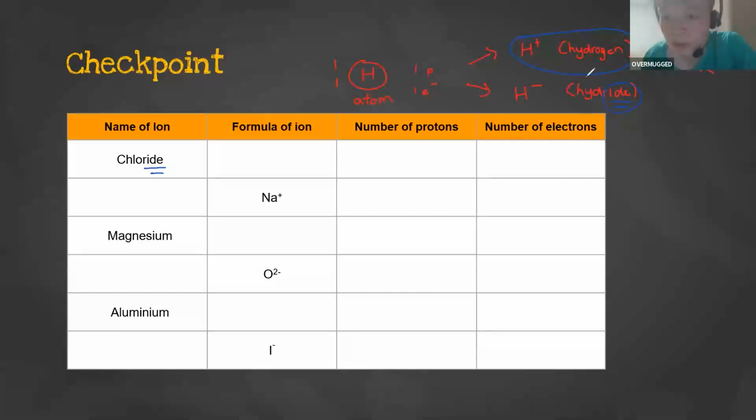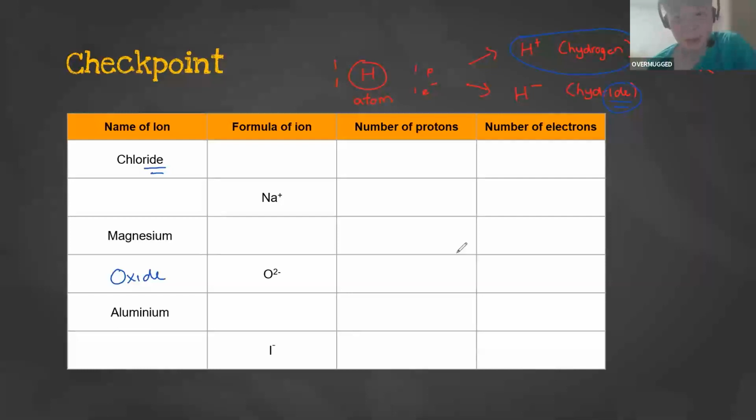Why isn't O2 minus oxide? O2 minus is oxide. Did I write wrongly just now? Yeah, this is oxide, not oxygen. Okay, how do I find the number of electrons?